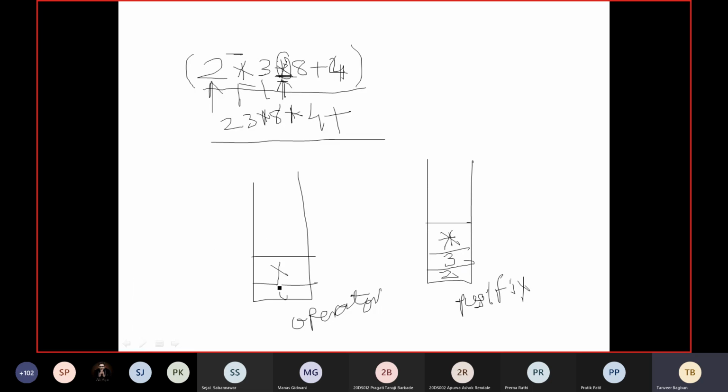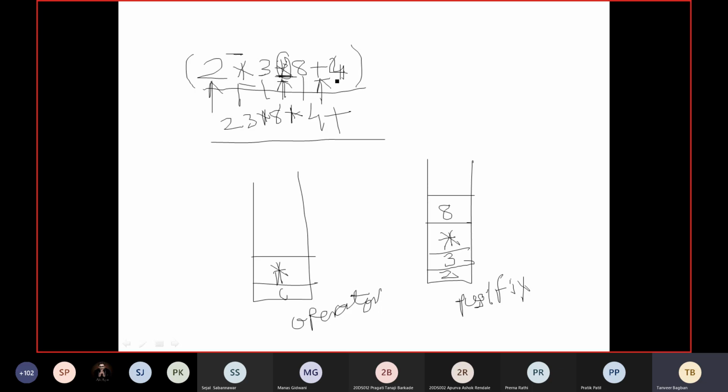So push this multiplication on the stack. Now after this multiplication, what you get is 8. So 8, straight away push it onto the postfix stack. After 8, what you read is plus.